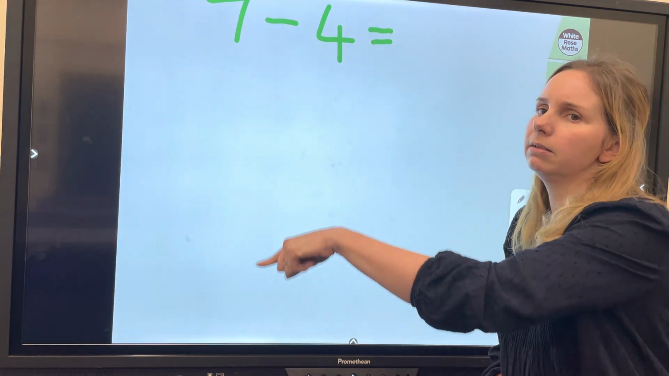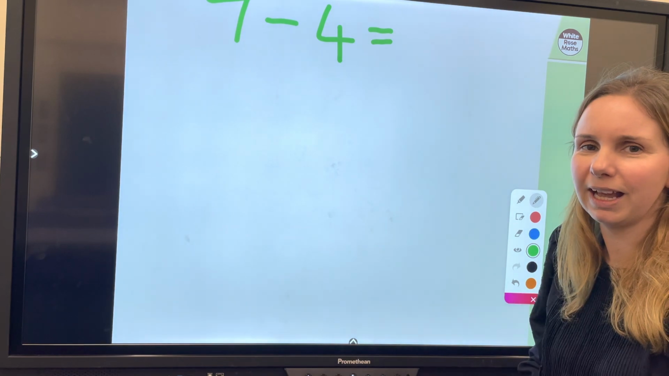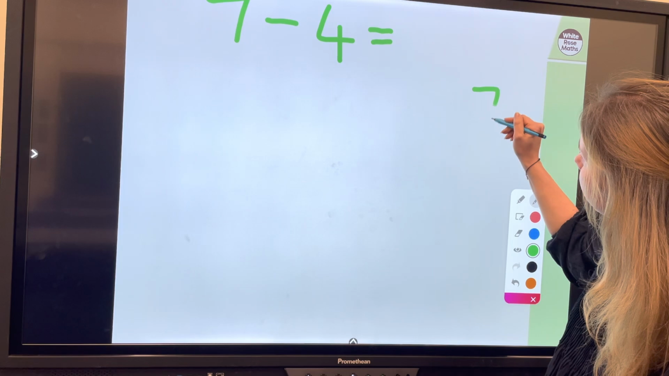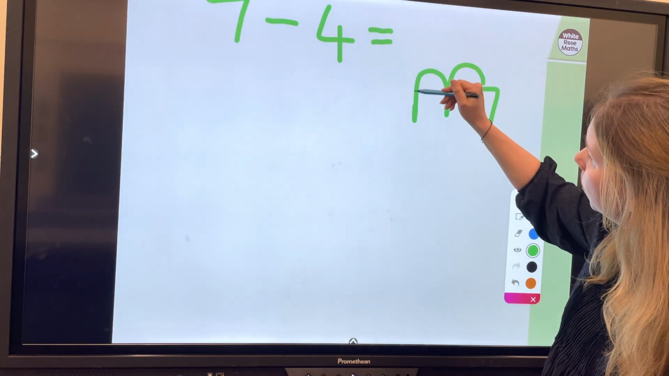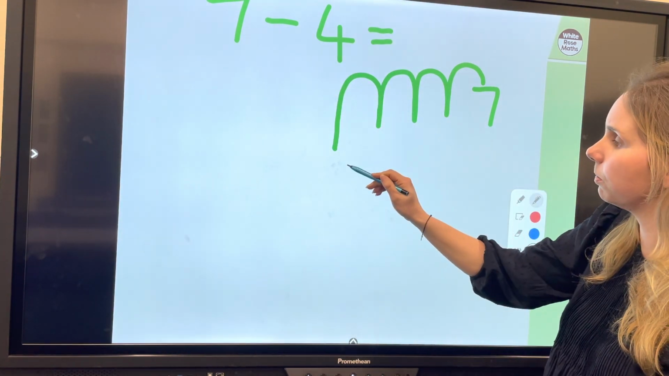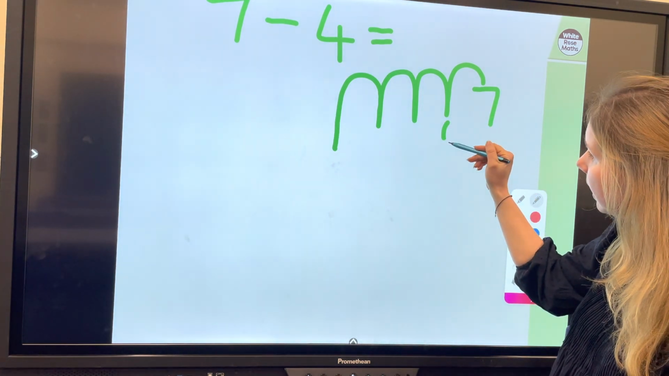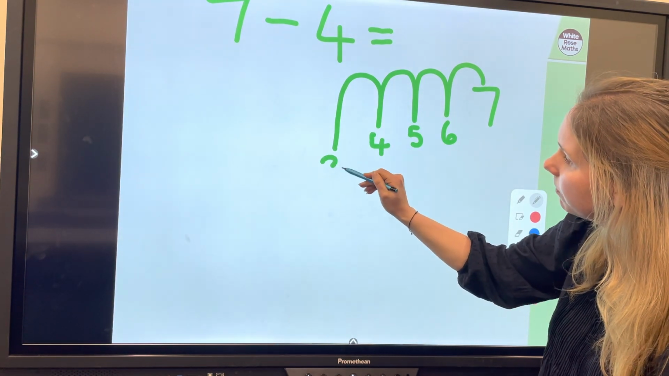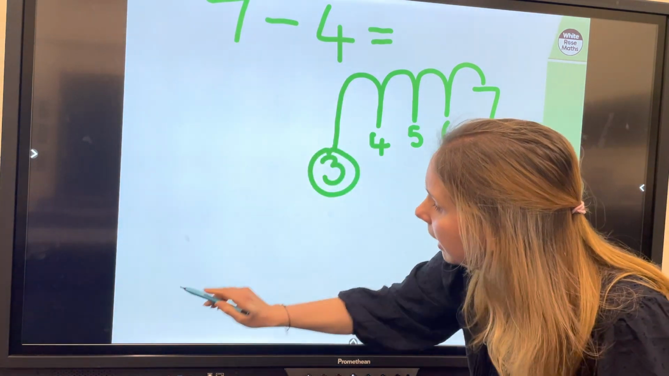Which way are we going? Okay, think about what we're doing. Have a go. How did you get on? Which way did you draw your number line? I'm going to have a go at starting at 7, and I'm going to do 4 jumps back. 1, 2, 3, 4. Now, because I've made 4 jumps back, I need to check what the numbers were, and I'm counting backwards. 7, 6, 5, 4, 3. My answer is 3.